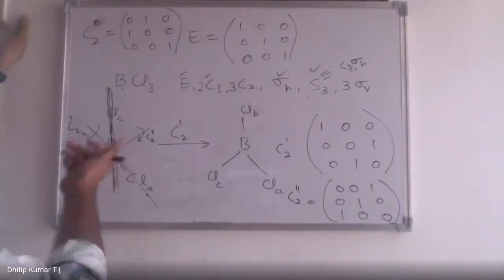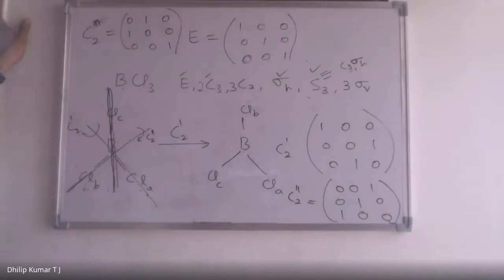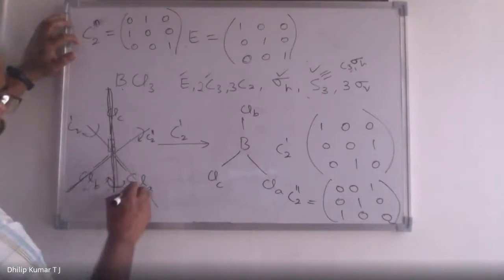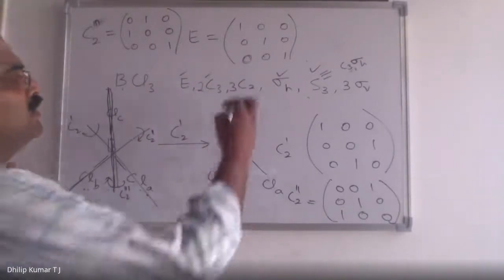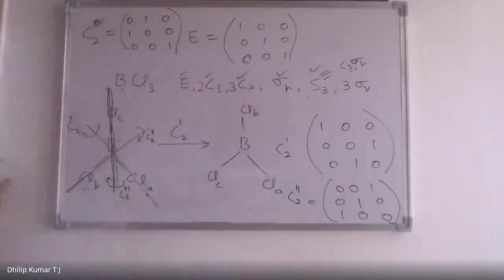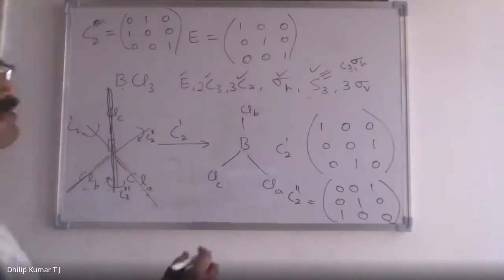Okay, it's a plane, or you can say it's a rotation also. So the atom is going to be the same. C2 triple prime. So you'll get something like this. You agree with this? There are 3 C2s, which is similar to sigma V also.